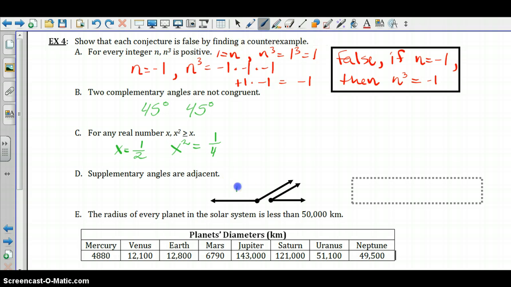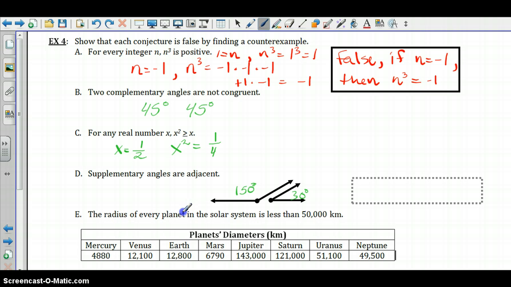These two angles would add up to 180 degrees. This angle measures about 150 degrees. This one is about 30 degrees. Those add up to 180, but they are not adjacent. So that is your counterexample. All right, we have one last statement, and this refers to the given information here.